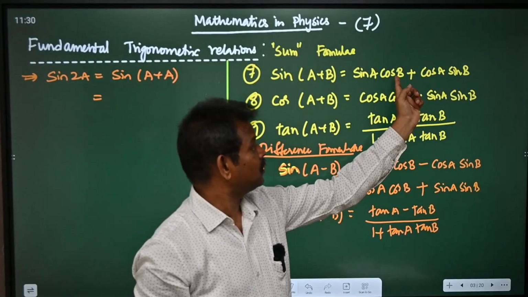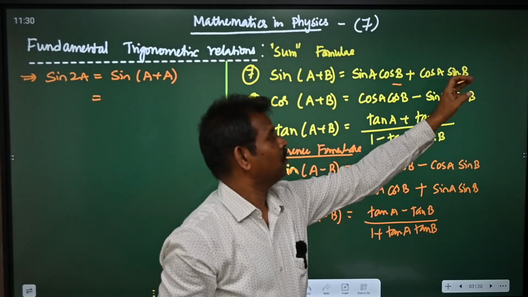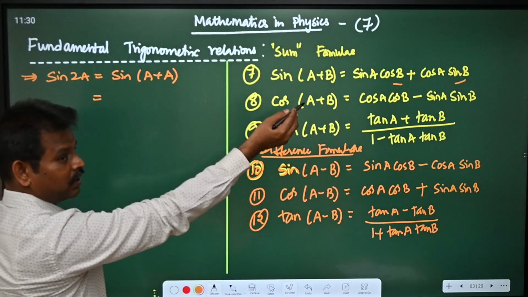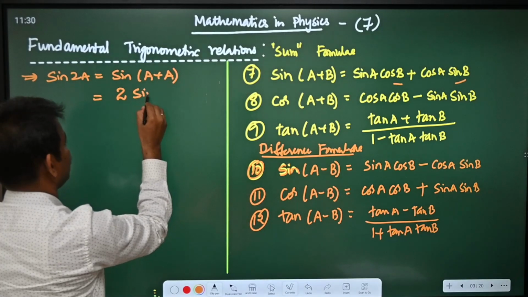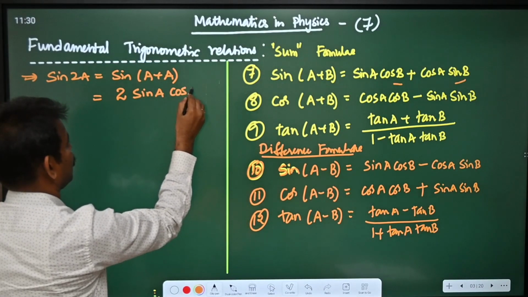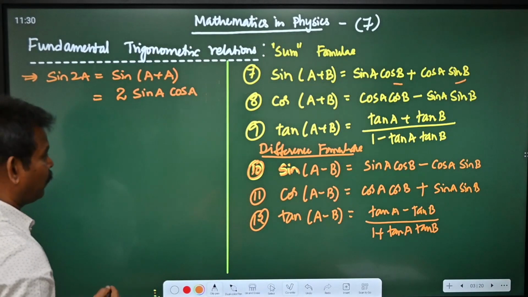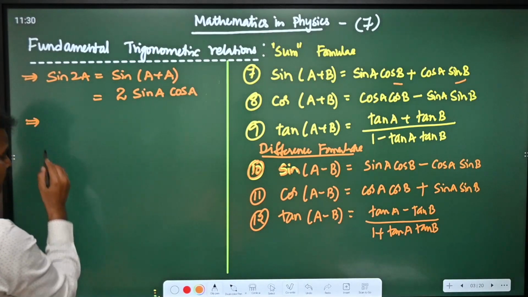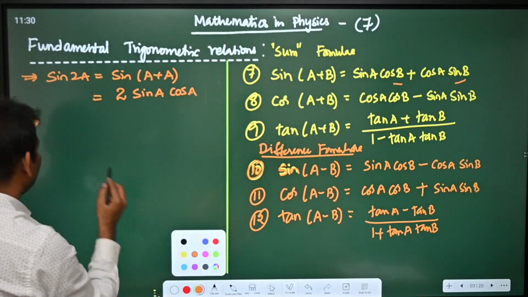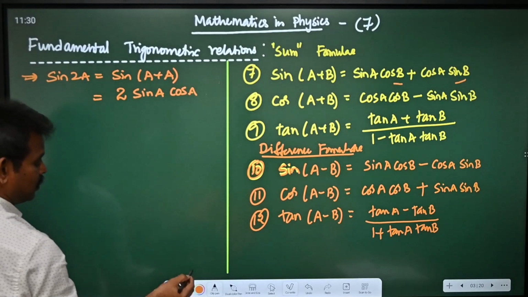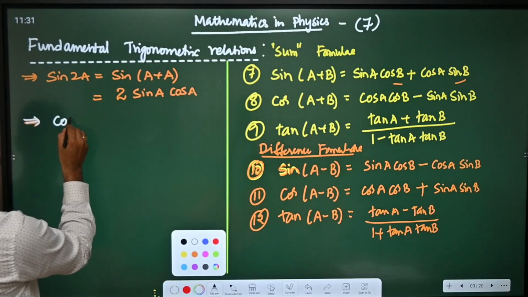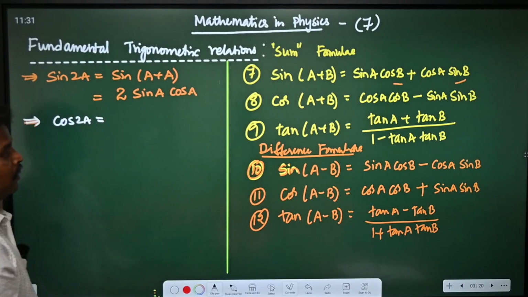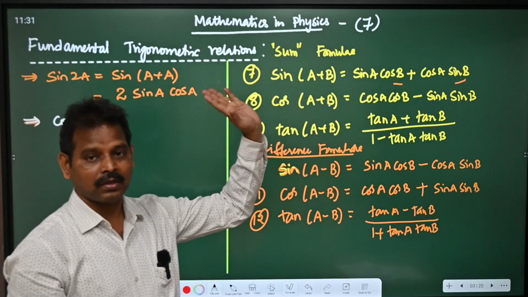Everything is a, because instead of b also we are getting a only. So you will get sin a cos a plus cos a sin a, which is equal to 2 sin a cos a. This is the first one. Now cos 2a. Second one, cos 2a. Here I am writing cos of 2a. So instead of b I am writing a.